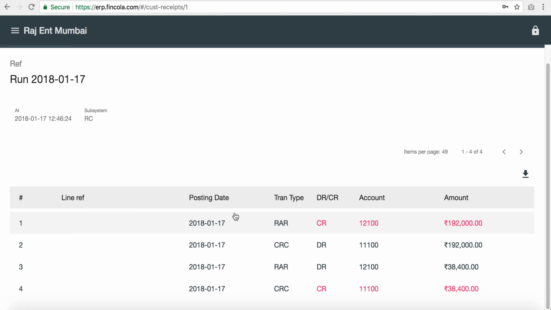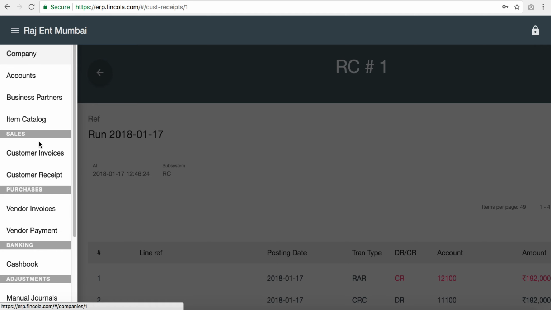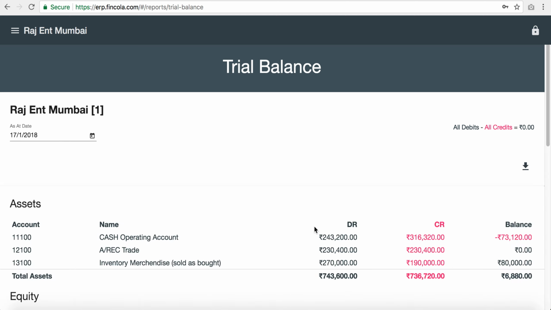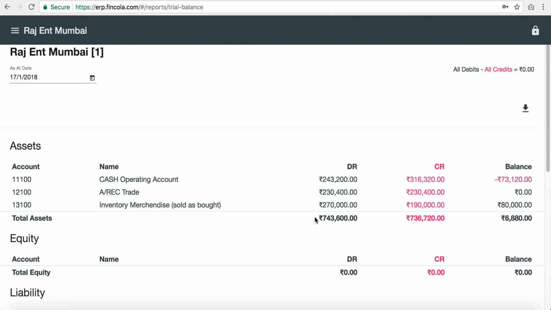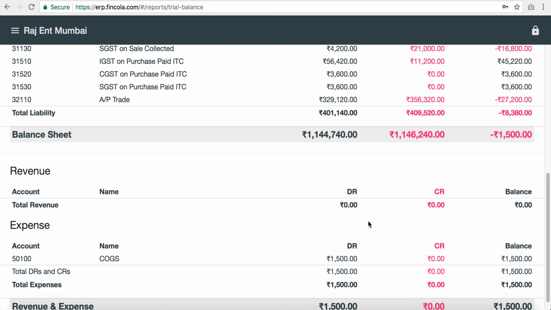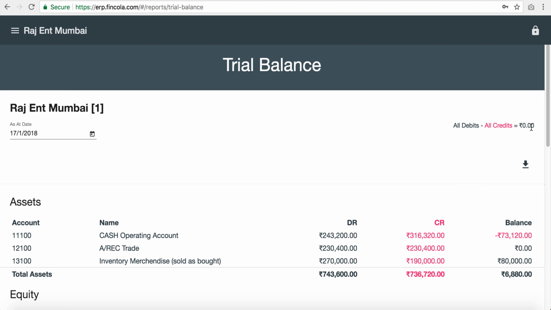From the receipt we had these debits and credits. Looking at our trial balance now, we can see that there have been some additional entries. As usual, you'll find all debits and credits net to zero.